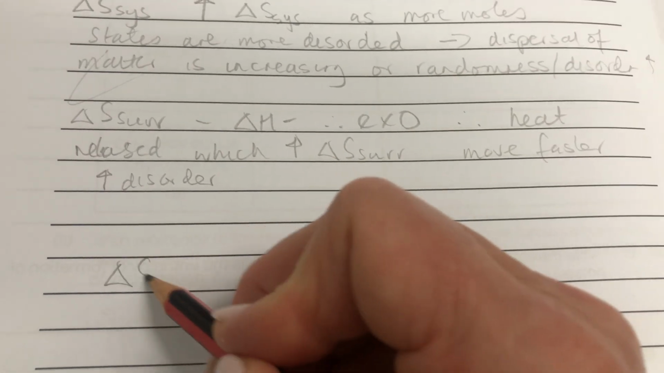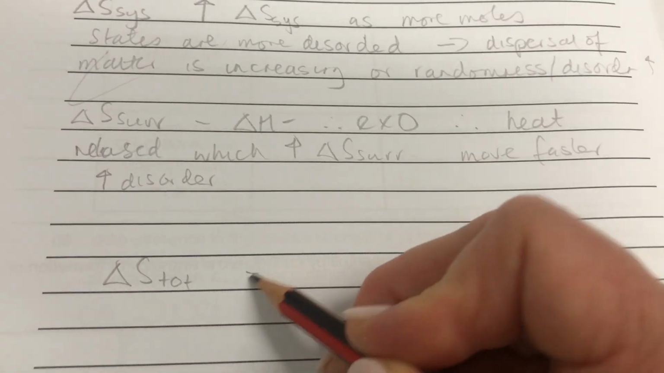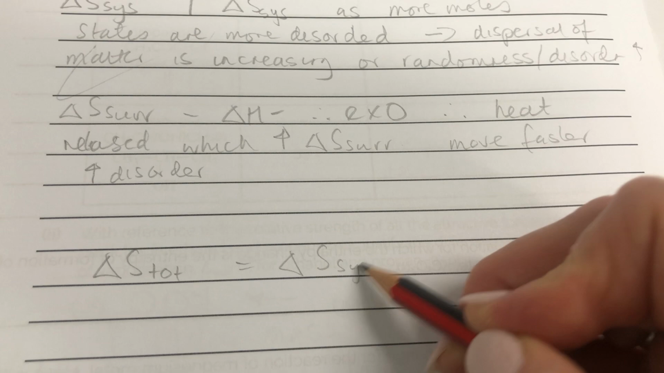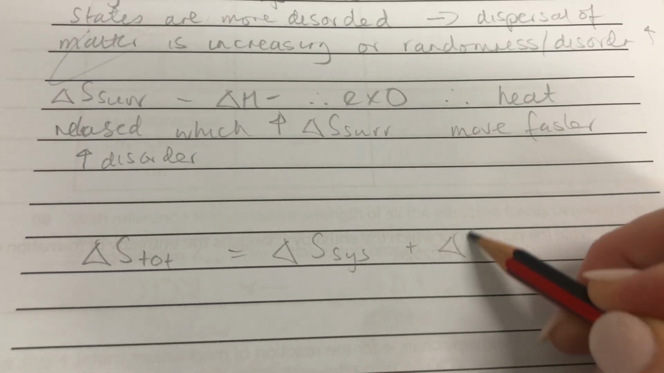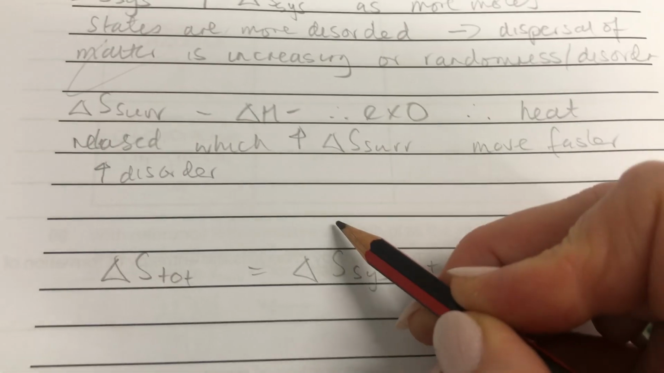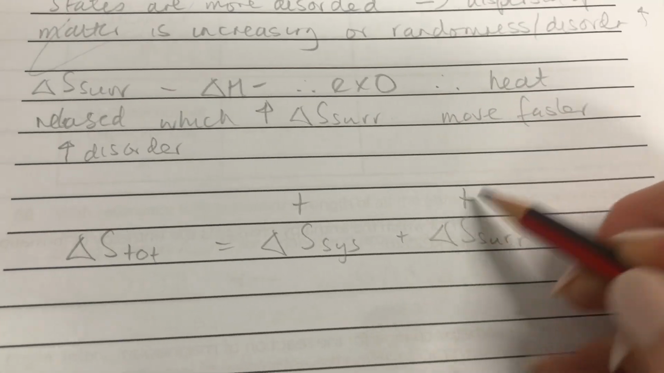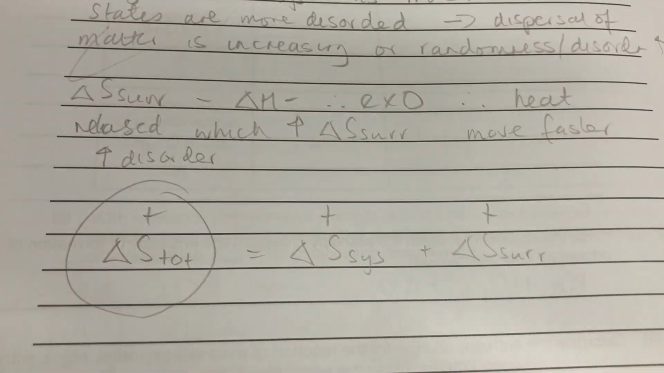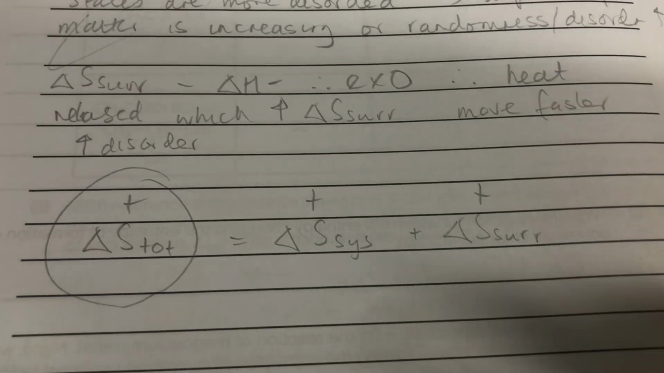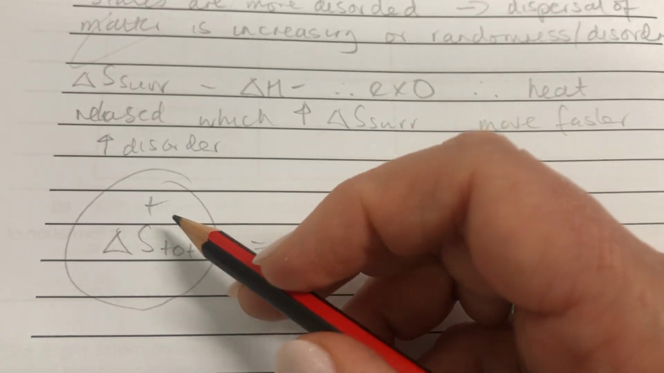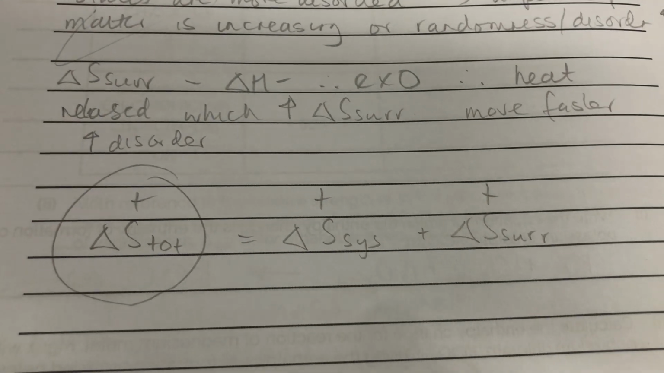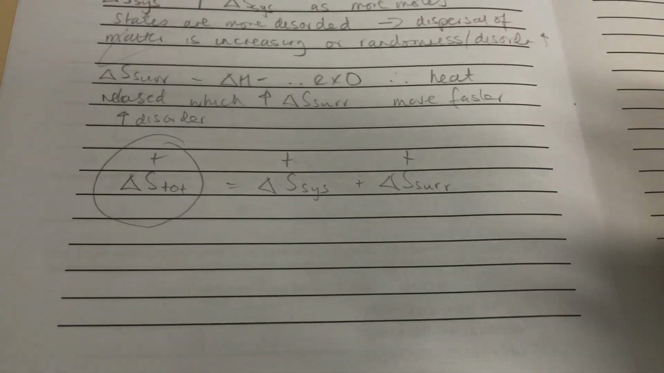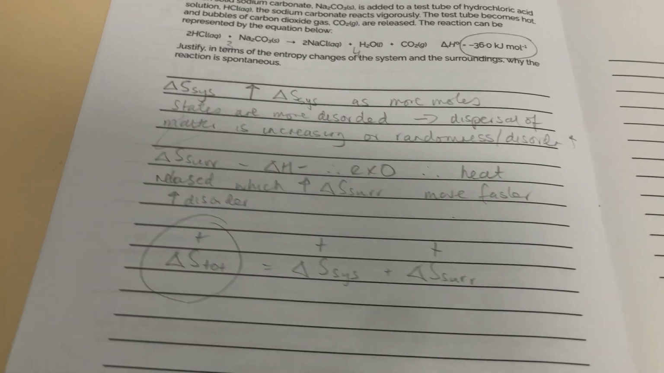Finally, you want to put it together saying the total entropy is a combination of the entropy of the system and the entropy of the surroundings. If this one is positive and this one is positive, the total will be positive, and that will mean that we have a total increasing entropy and a spontaneous reaction. Boom, work on it.